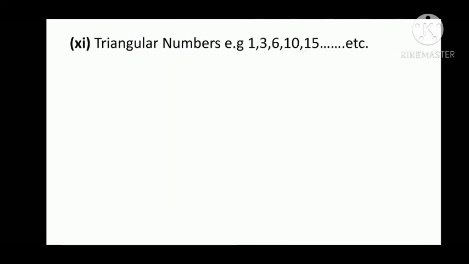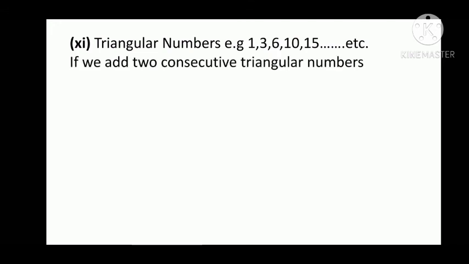Coming to the triangular numbers. Students, what do you mean by triangular numbers? So, the numbers whose dot patterns can be arranged as triangles are called triangular numbers. For example, 1, 3, 6, 10, 15, etc. And if we add two consecutive triangular numbers, we get a square number.